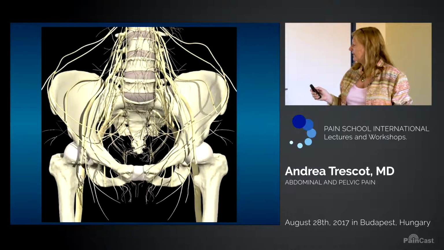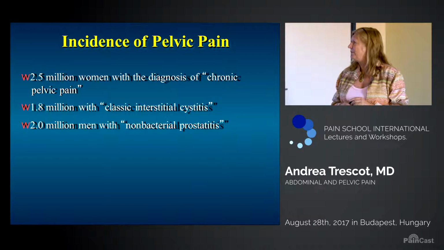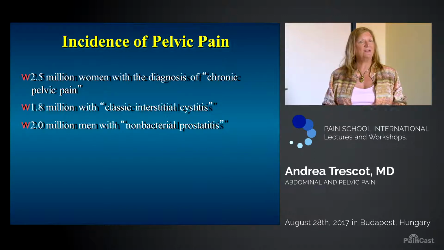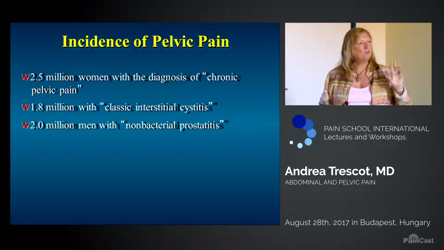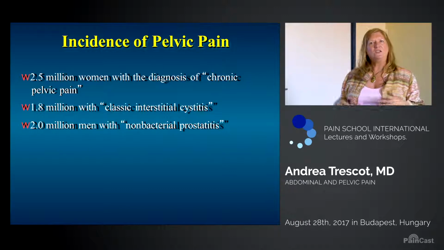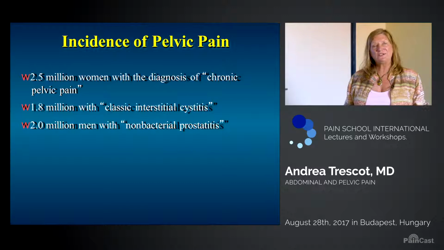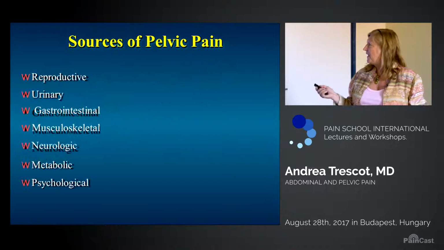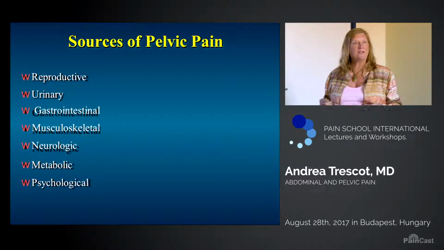For the pelvic and urogenital pain, there are a tremendous number of structures in this area. About 2.5 million women with a diagnosis of chronic pelvic pain. So there are a lot of women out there, and another 1.8 million with interstitial cystitis and 2 million men with chronic prostatitis. So these are very garbage sorts of diagnoses, and these are the patients that you can potentially help a great deal. The sources of pelvic pain can be reproductive, urinary, GI, musculoskeletal, neurologic, metabolic, psychological.